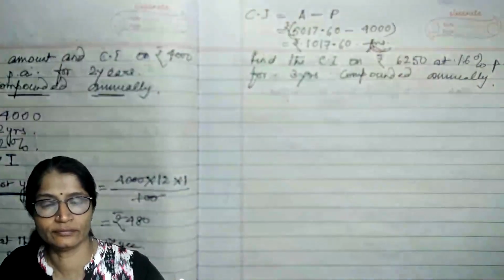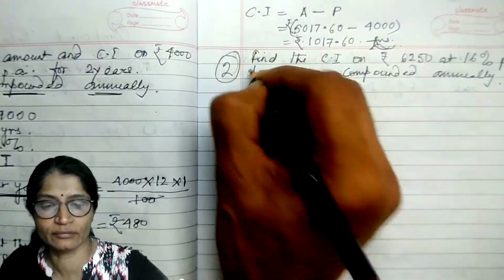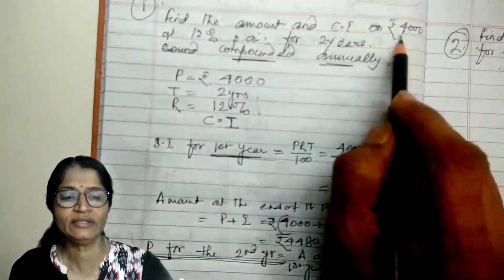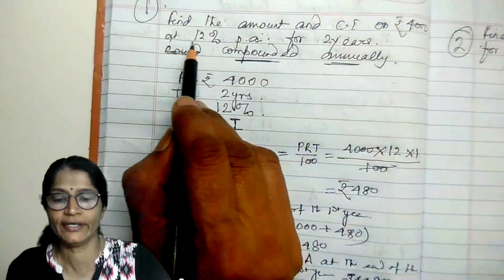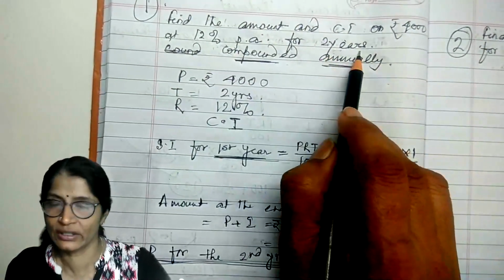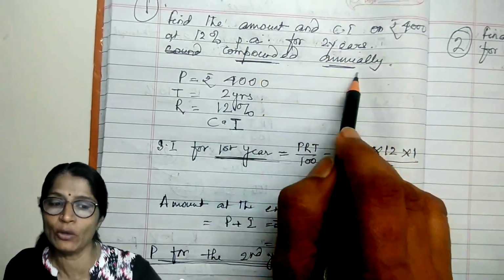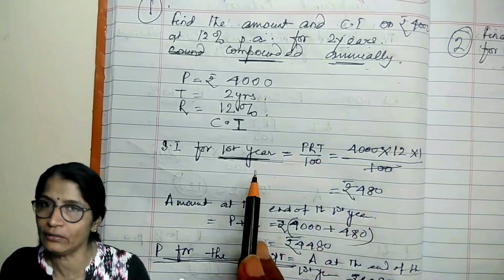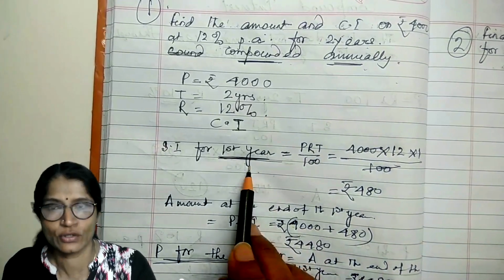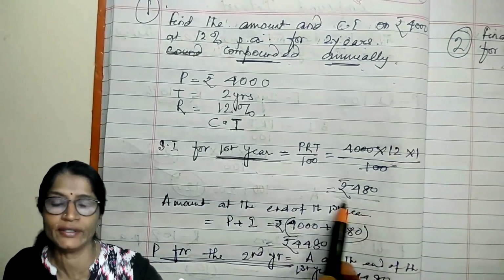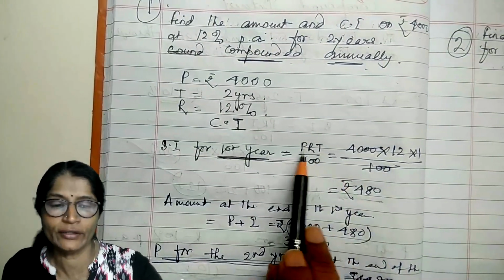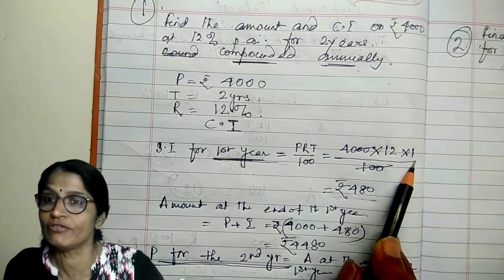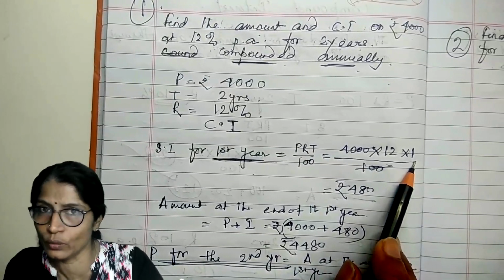Now the second sum. So first sum, I think it's clear to you also. It is given that principal 4000, rate of interest 12%, time duration 2 years, and compounded annually. You have to find out the compound interest and amount. First you find out the interest for the first year. So interest for the first year you have calculated, it is 480 according to the simple interest formula, PRT by 100. Here time you will take for the first year, it means time will be 1, not 2, 1.